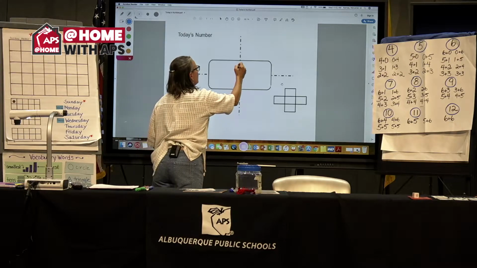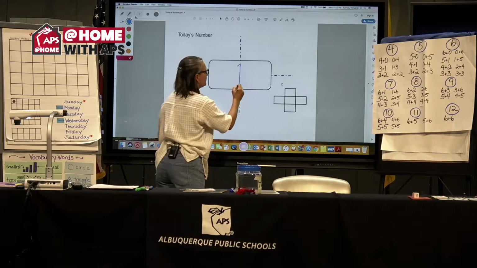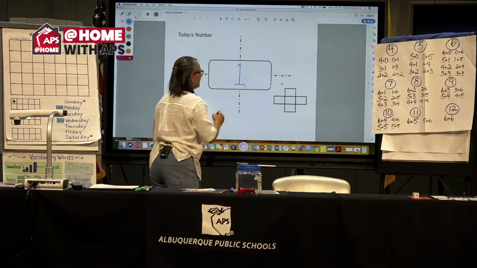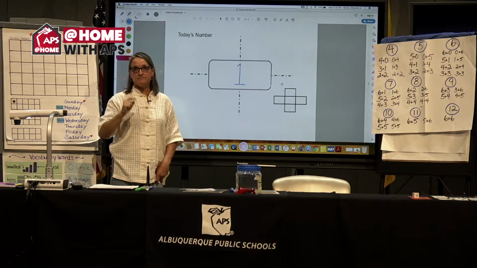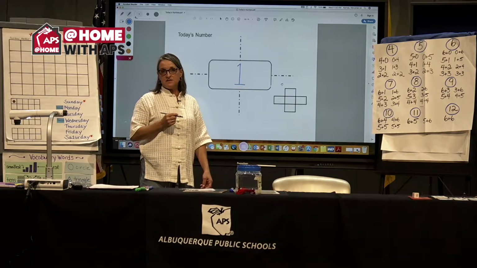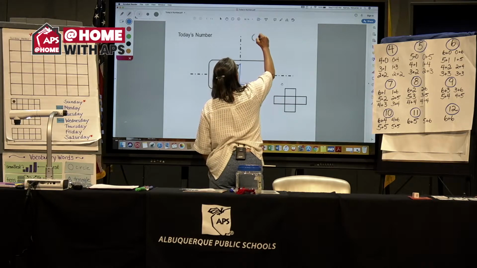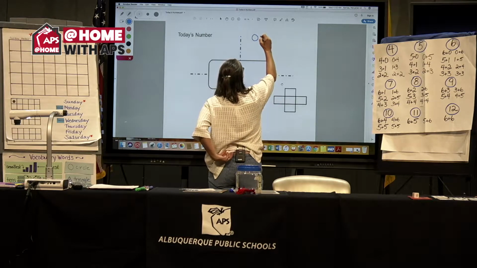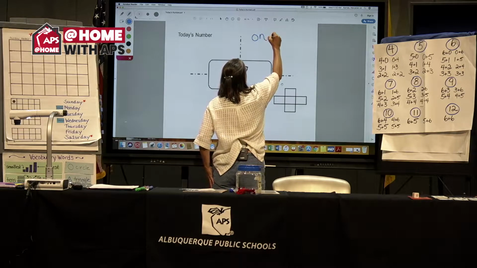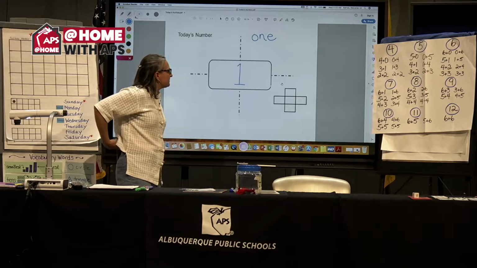So 1, some people say 1 is the loneliest number. 1 is a 1-digit number, 1, right? How do we write 1 as a word? It sounds like it starts with a W, but really it starts with an O. O-N-E. This is how we spell 1.